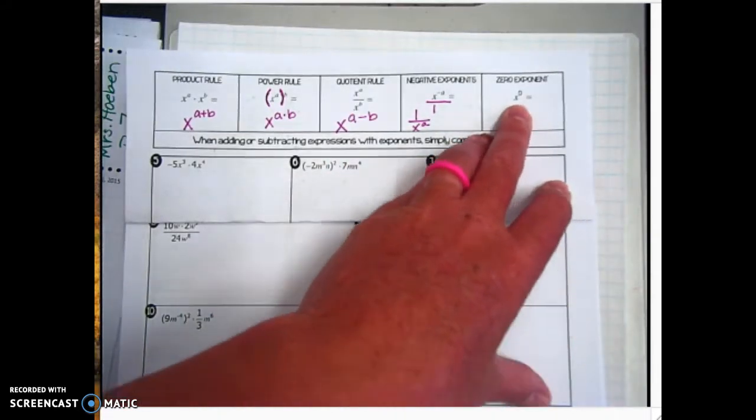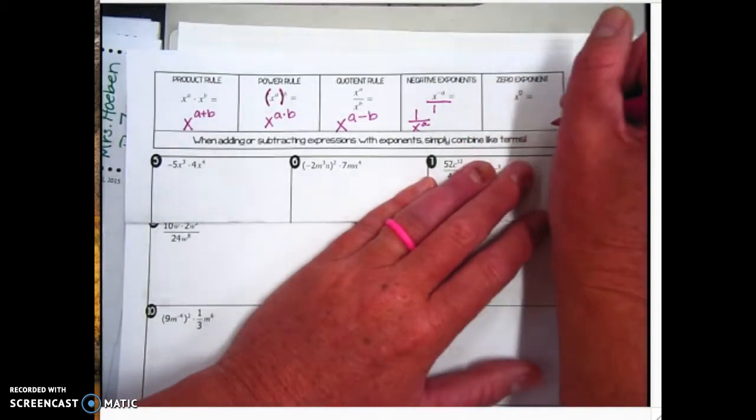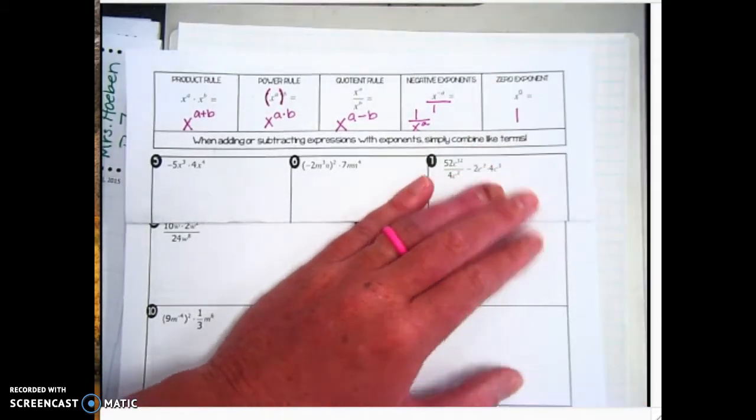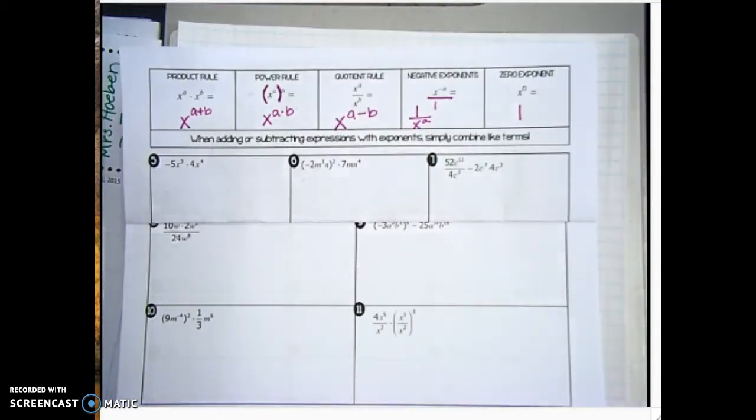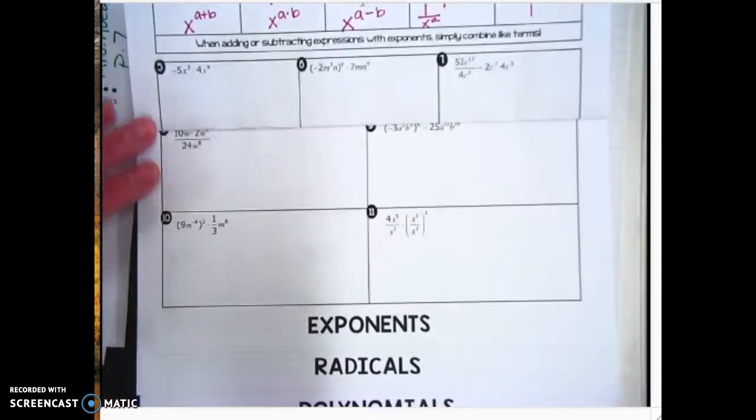The last box, anything to the 0 power is? Not 0. 1. Even a million to the 0 power is 1. Anything that has an exponent of 0 is always the number 1.